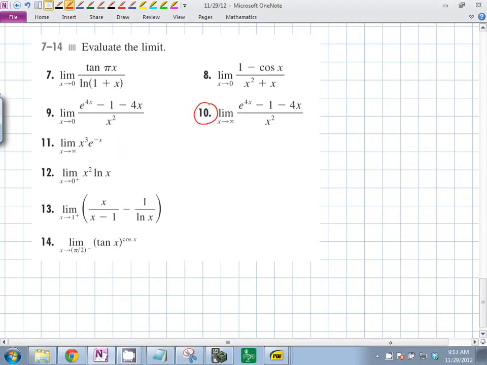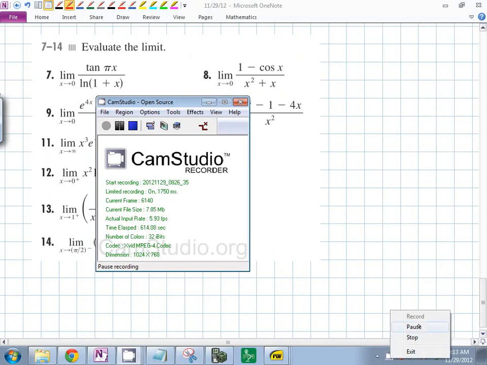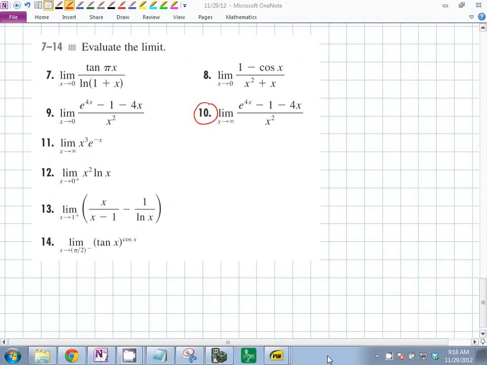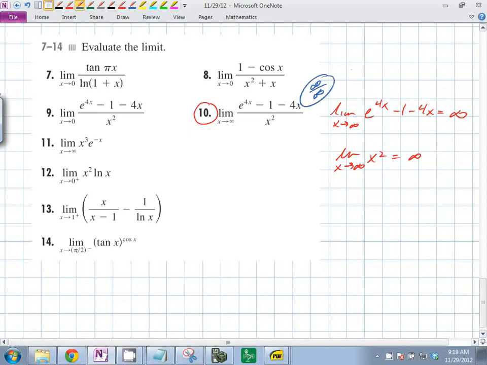Try 10. Okay, on number 10, what do you have to check first? If you can substitute. If you can apply L'Hopital's rule. So you check, what's the limit as x goes to infinity of e to the 4x minus 1 minus 4x? What is that? Yeah, e to the 4x as x goes to infinity gets pretty big, right? And what's the limit as x goes to infinity of x squared? So which form do you have? Infinity over infinity. That is one of the indeterminate forms. So you are happy you can apply L'Hopital's rule.